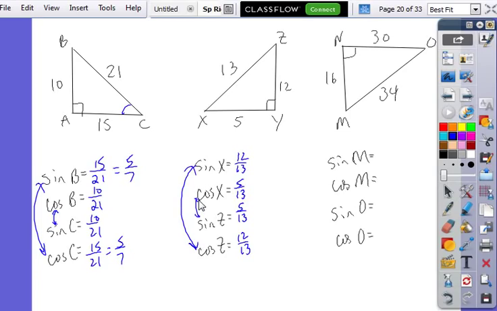All right, sine of m would be 30 over 34, which is 15 over 17. And cosine of m, 16 over 34, which is 8 over 17. Sine of o is my 16.